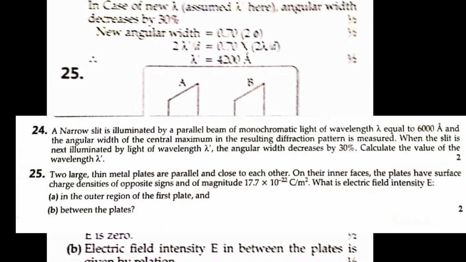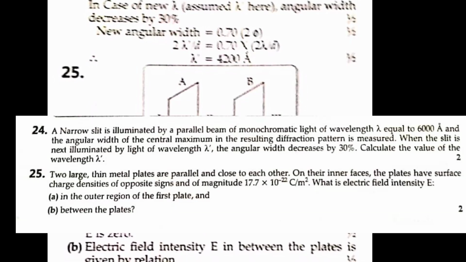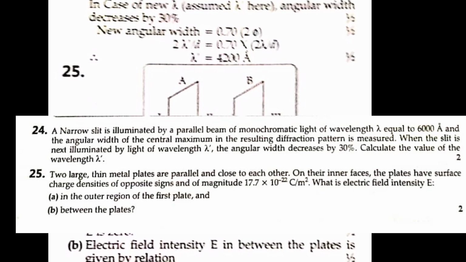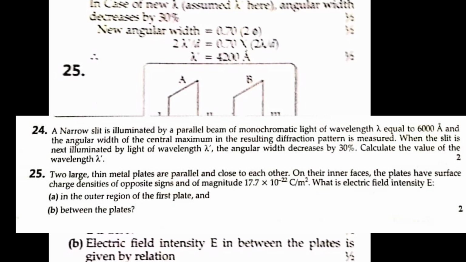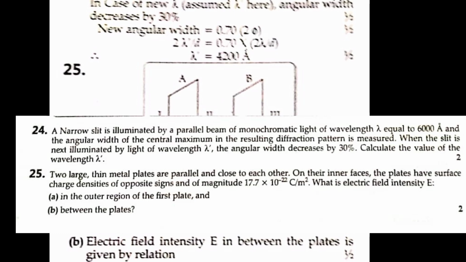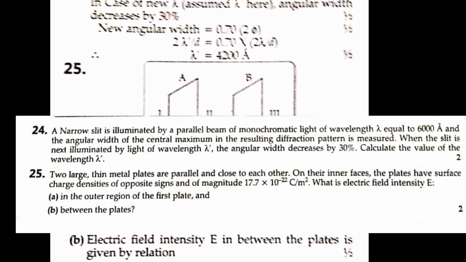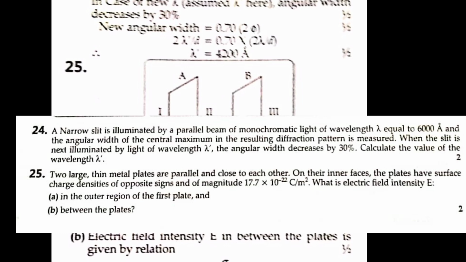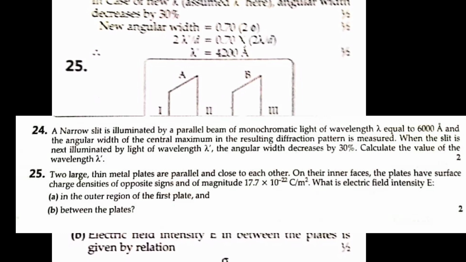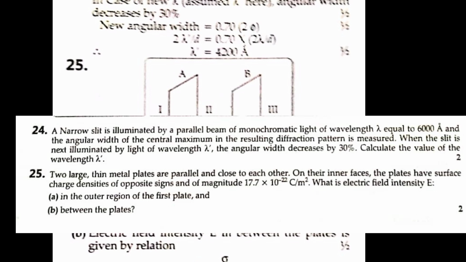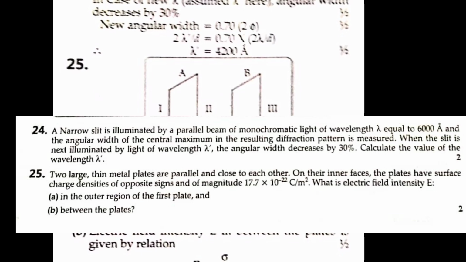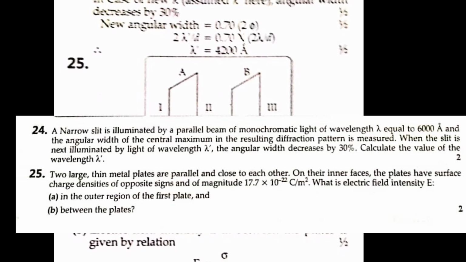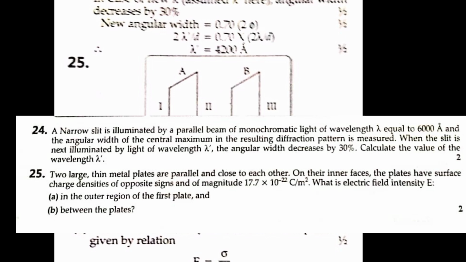Now we can move to the next question. The question is, two large thin metal plates are parallel and close to each other. On their inner faces, the plates have surface charge densities of opposite signs and of magnitude 17.7 into 10 raised to minus 22 coulomb per meter square. What is the electric field intensity E, A in the outer region of the first plate and B between the plates?